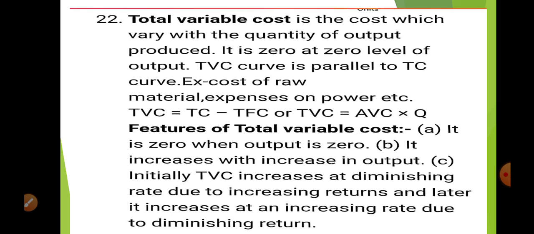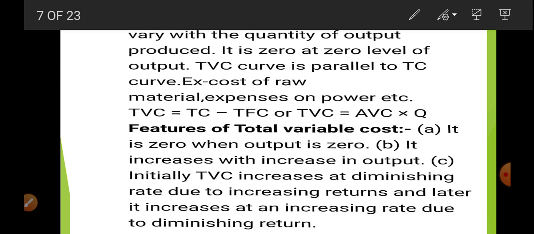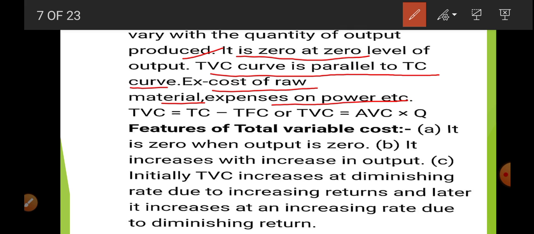Now next is total variable cost. What is total variable cost? It is the cost which varies with the quantity of output produced. It is zero at the zero level. The TVC curve is parallel to the TC curve. Cost of raw material, expenses on power, these are examples of TVC.